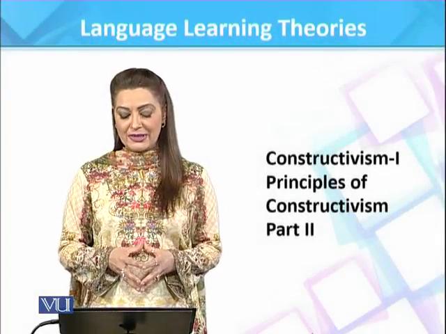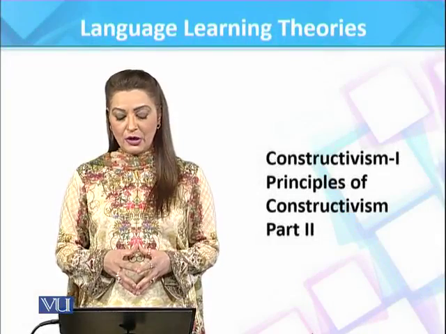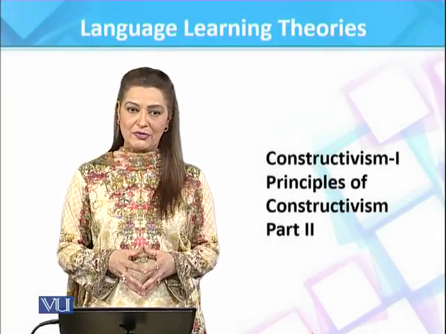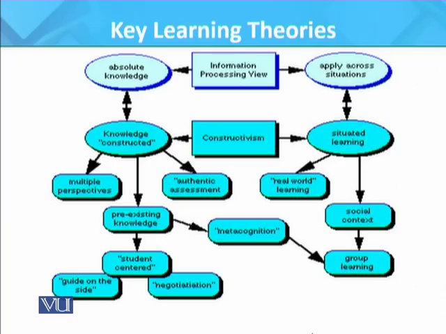Let's now discuss the second part of constructivism, which deals with the principles of this theory. Before we discuss the principles, let's first understand what the components of constructivism are. The first line has three boxes of information. They are the key components, which are absolute knowledge, information processing view, and apply across situations. So you have the knowledge, and then you have to apply it in a certain situation.